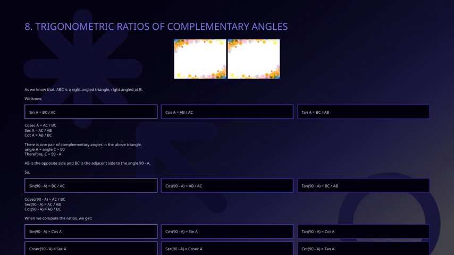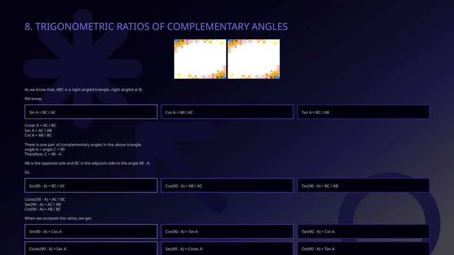Now, notice that in this triangle, angles A and C are complementary, meaning their sum is 90 degrees. So, we can write angle C as 90 minus A. Since AB is opposite to angle C and BC is adjacent to A, for angle 90 minus A, AB becomes the side opposite, and BC the side adjacent. This leads us to some interesting relationships.